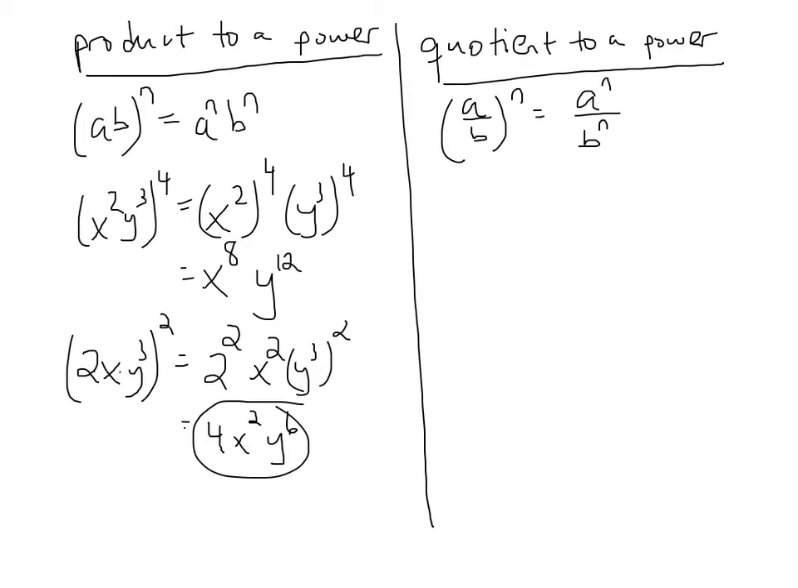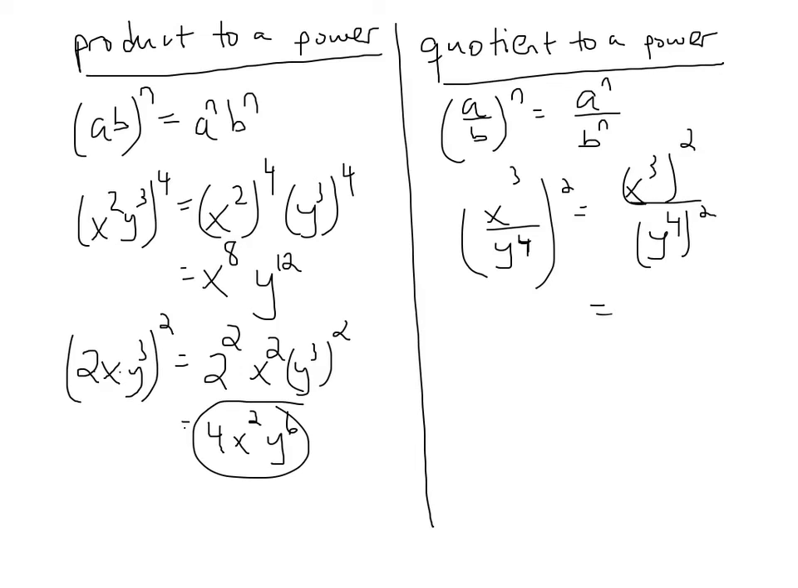And then with quotients, it's just the same as well. So if we have x cubed divided by y to the 4th, all squared, the exponent squared belongs to the x cubed, and it also belongs to the y to the 4th. So what we end up with is x to the 6th, using our power rule, divided by y to the 8th. And then, of course, there are lots and lots of examples that combine all of these properties together. So it's important to learn them well and practice a lot with them.